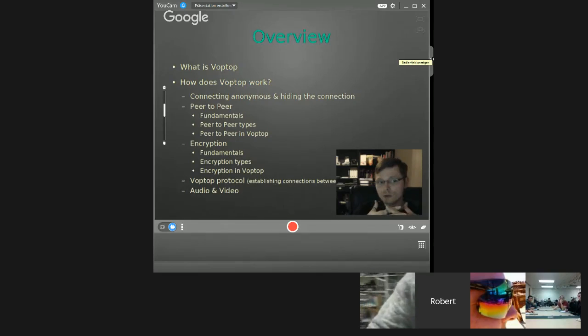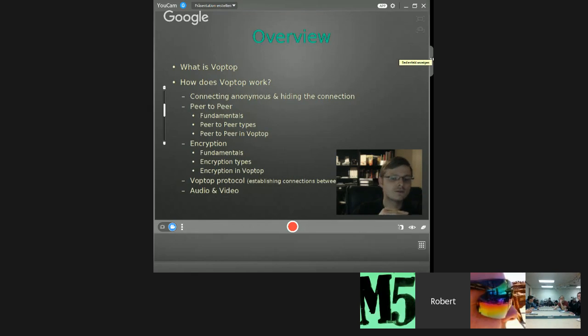While I'm telling you how it works, I will try to explain a little bit about peer-to-peer networks, how they work, a little bit about the fundamentals, and how peer-to-peer networks are used in Voptop. And then I will give you a short introduction into encryption: what are the basic goals of encryption, what kinds of encryption exist, and how is encryption used in Voptop.